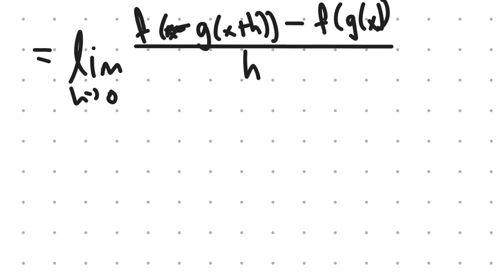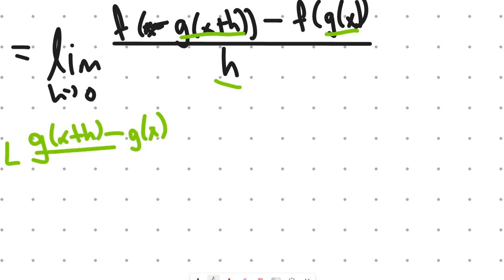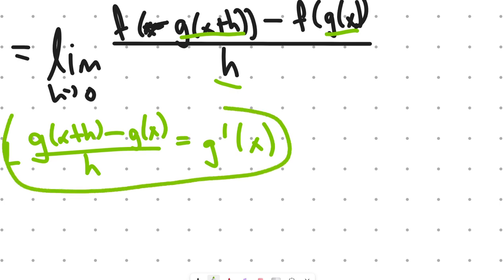Now the question is, how can we continue? The right way to continue is to look at the g of x plus h minus g of x. Look at this pattern: we have the g of x plus h and the g of x, and then the h. We know that the limit of g of x plus h minus g of x over h, where h approaches 0, is just g prime of x. So we have to multiply by something such that we can factor out this expression and get g prime of x in.